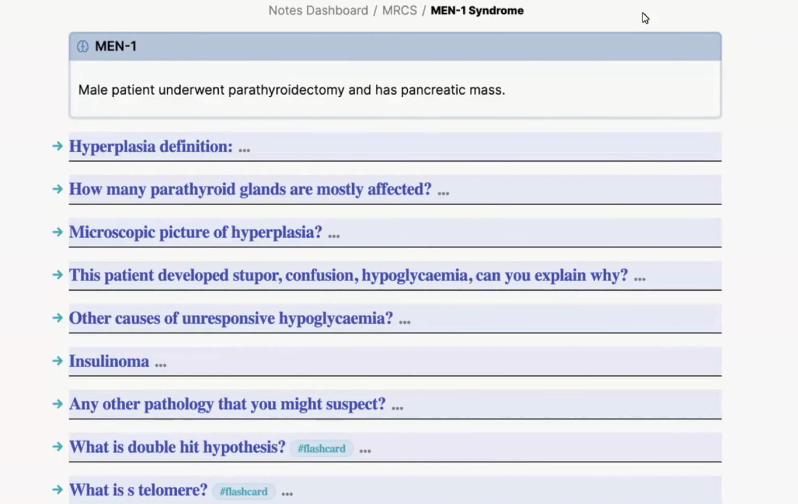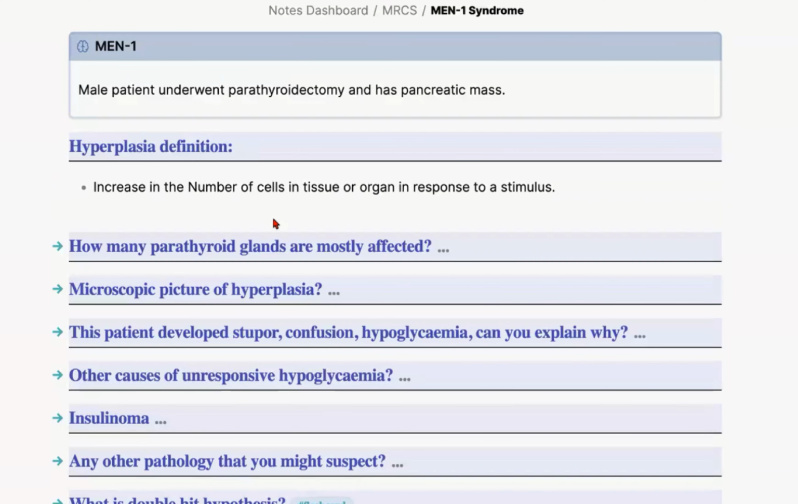You have a male patient who underwent parathyroidectomy, and the patient also has a pancreatic mass. Your timer starts now. Could you please define hyperplasia? All right, so hyperplasia is basically the increase in the number of cells in tissue or in an organ in response to a stimulus or any sort of injury.